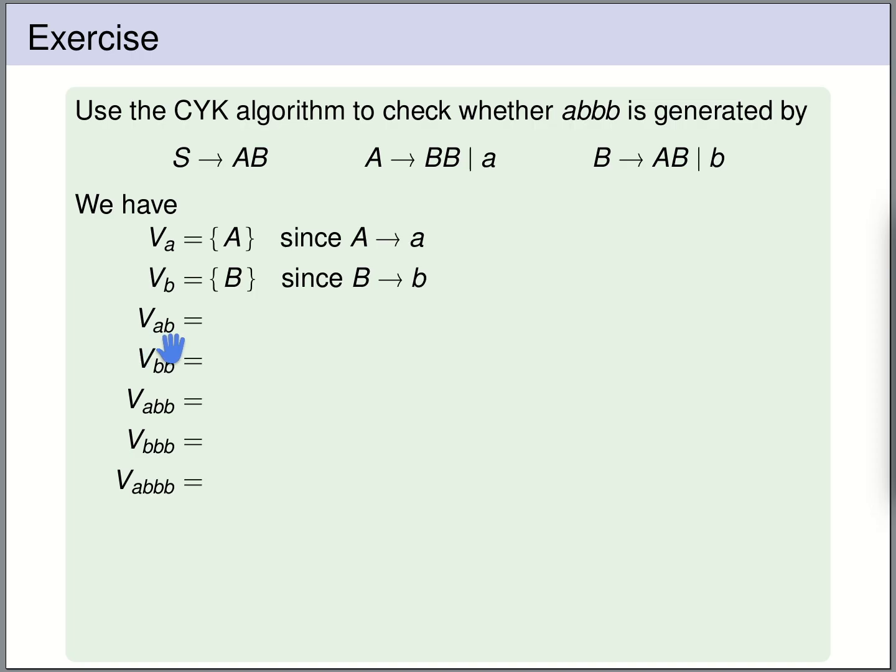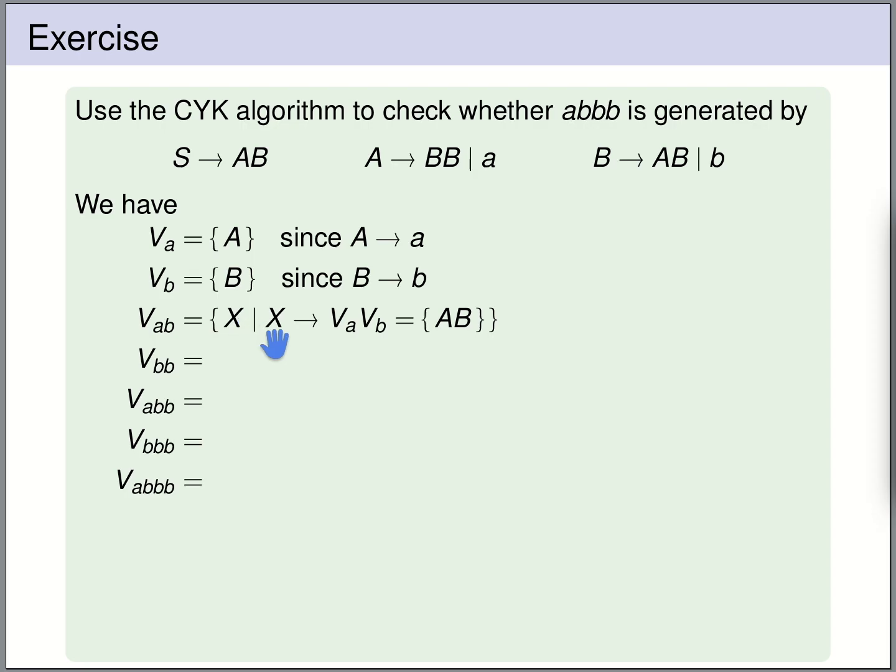The set V_AB is computed by looking at all the possible ways to split AB into two non-empty words. There's only one way to split, namely into A and B. So what is this set V_A V_B? V_A is just A, V_B is just B. So V_A V_B is the set containing just AB.